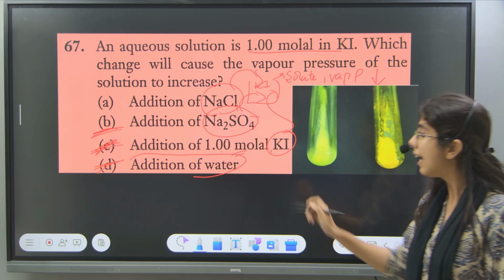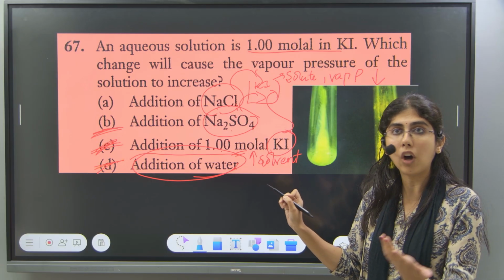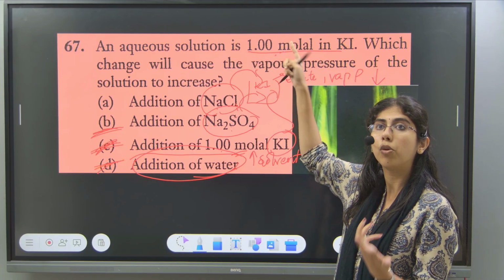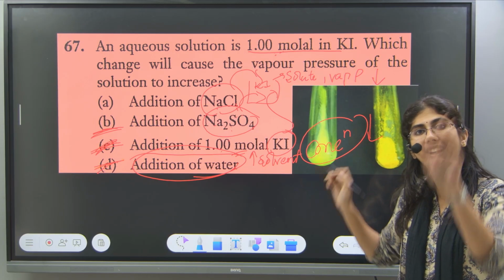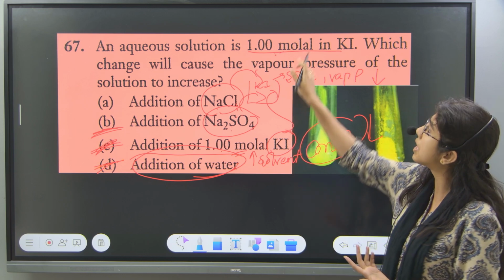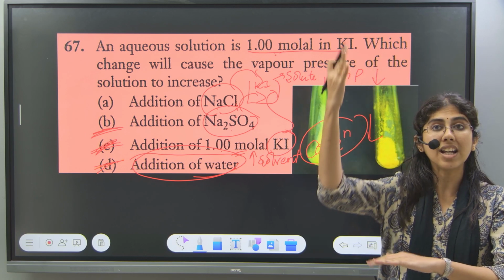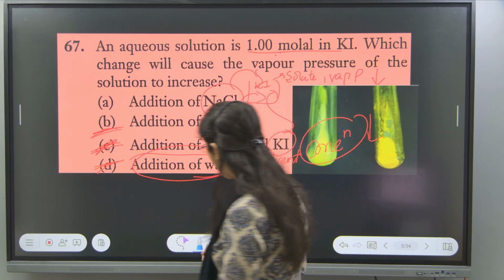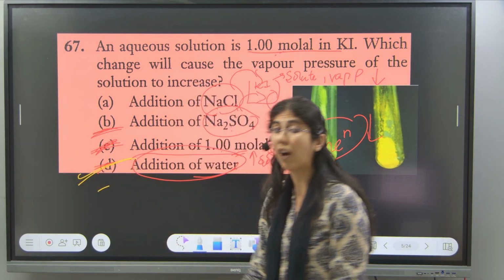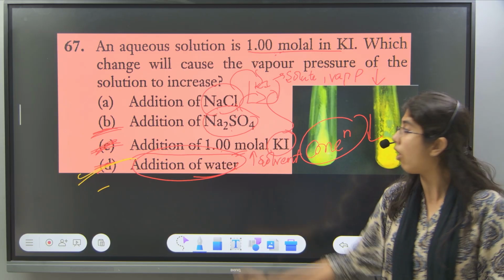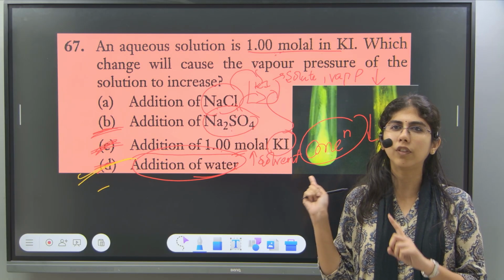Now, instead of that, if I add extra solvent, what will happen? If I add extra solvent to the 1 molar KI solution, the concentration of the solute decreases. The concentration of already present potassium iodide decreases. As the concentration decreases, the vapor pressure increases, right? So correct answer is option D. So always remember, if you want to increase the vapor pressure, you have to increase the solvent amount, not addition of solute. Solute will always decrease the vapor pressure. Okay, this was very simple question.